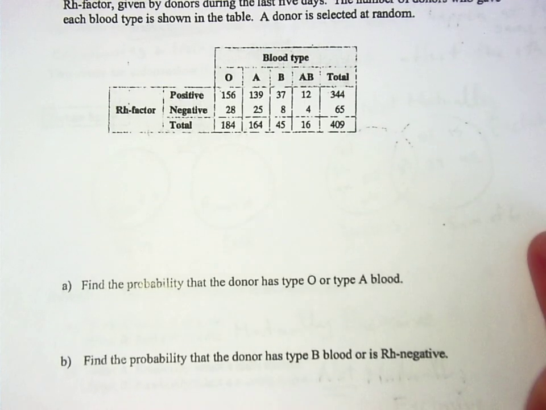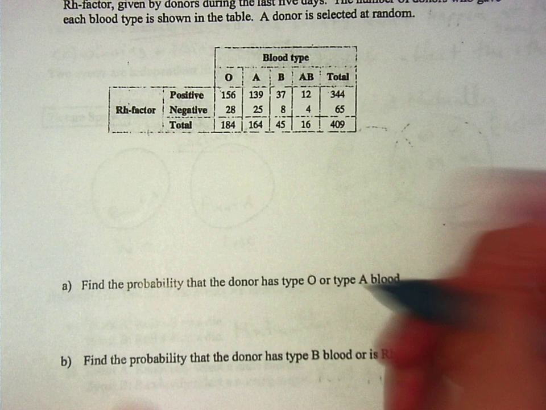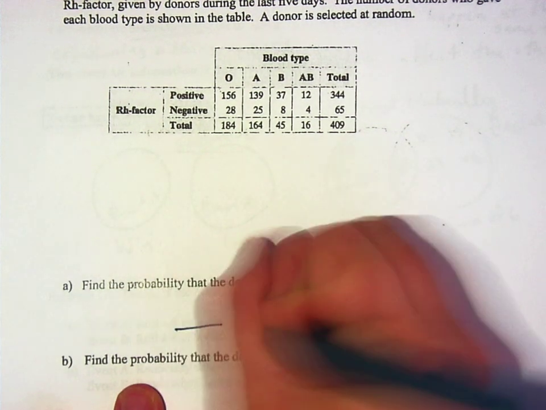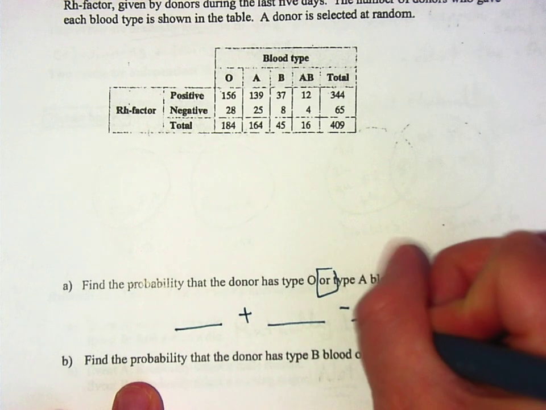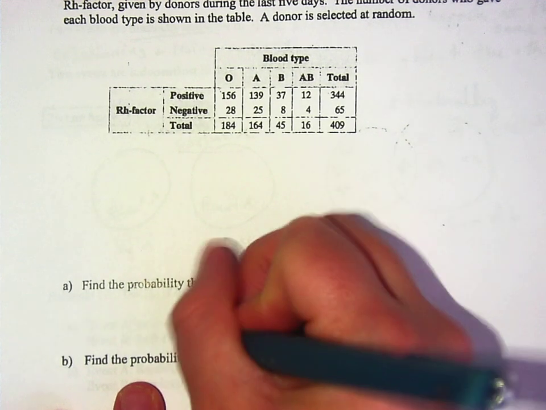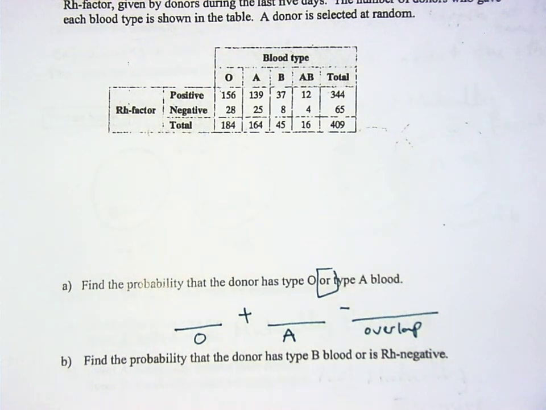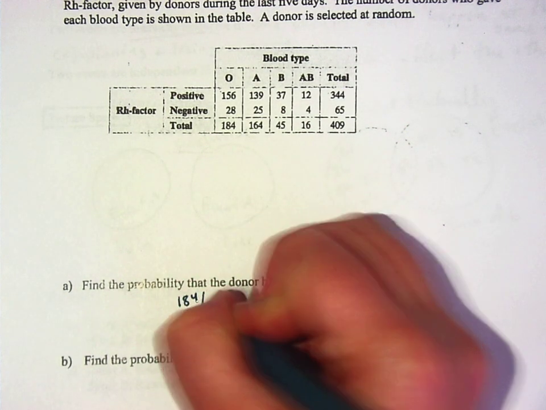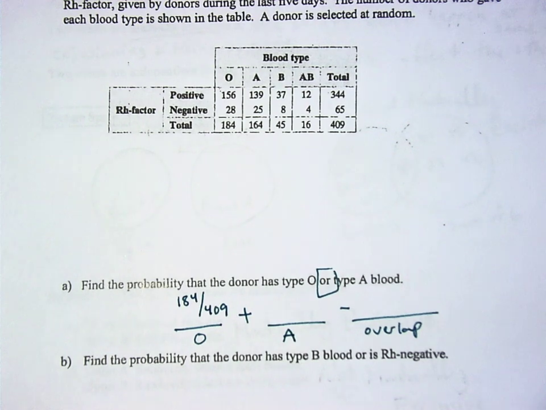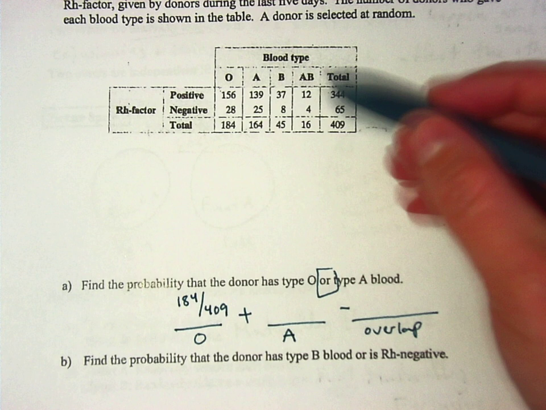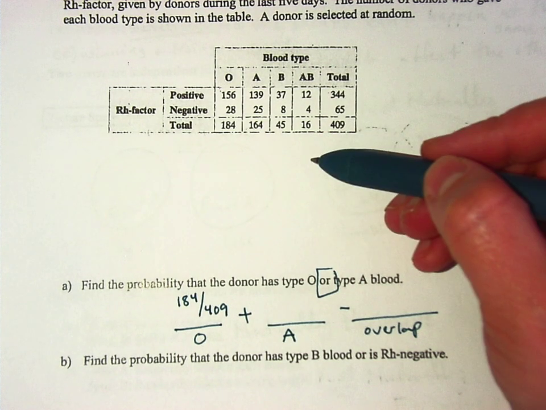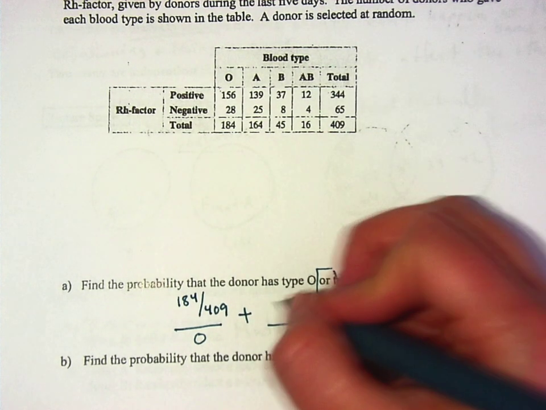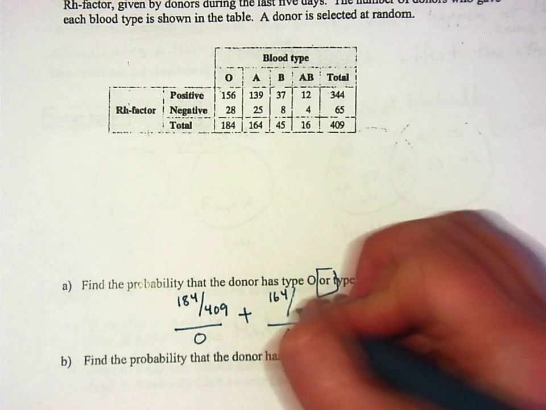Okay. Find the probability that the donor has type O or type A blood. See the "or" there? So everybody write it out. We're doing something plus something minus the overlap. O blood and A blood. How many people in this study have type O blood? 184 out of 409. And how many people in this study have type A blood? Now, does AB blood also count as A blood? No, those are different kinds. It is 164 out of 409.